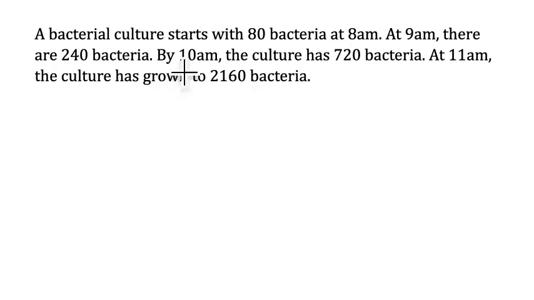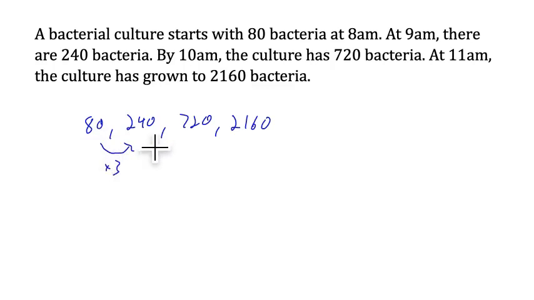Here we have another scenario. Let's classify this one as linear or exponential. A bacterial culture starts with 80 bacteria at 8 a.m. At 9 a.m., there are 240 bacteria. By 10 a.m., the culture has 720 bacteria. At 11 a.m., the culture has grown to 2,160 bacteria. So in this case, we are multiplying by 3 each time. So since we are repeatedly multiplying by the same number, this is an exponential function.